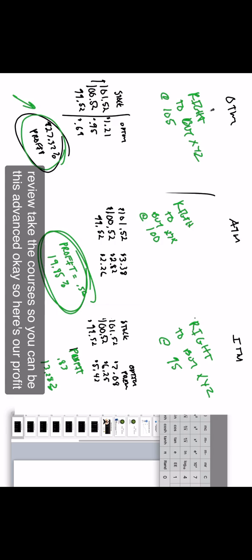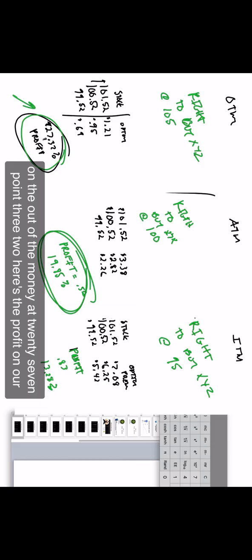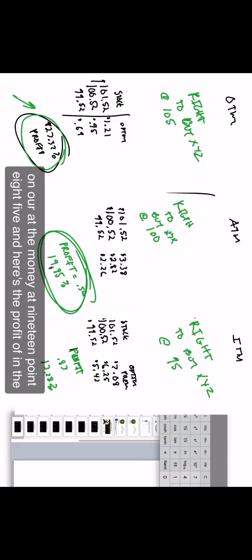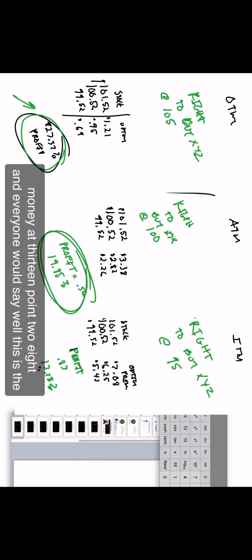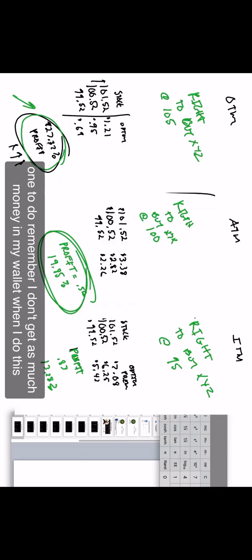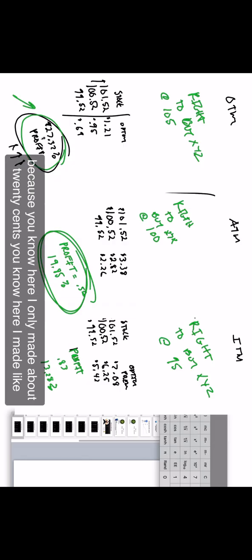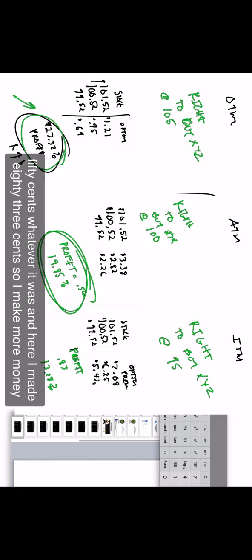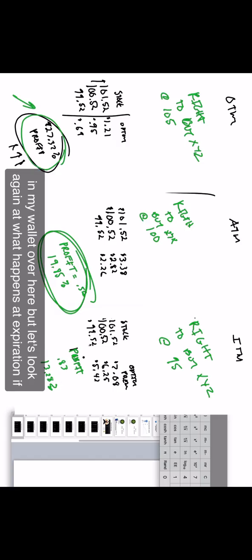Okay, so here's our profit on the out of the money at 27.32. Here's the profit on our at the money at 19.85, and here's the profit on the in the money at 13.28. And everyone would say, well, this is the one to do. Remember, I don't get as much money in my wallet when I do this, because here I only made about 20 cents. Here I made like 50 cents or whatever it was, and here I made 83 cents. So I make more money in my wallet over here.